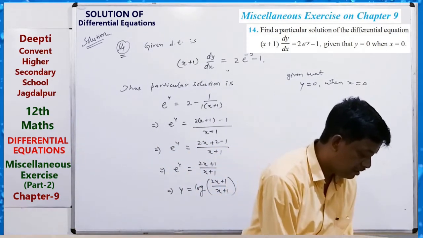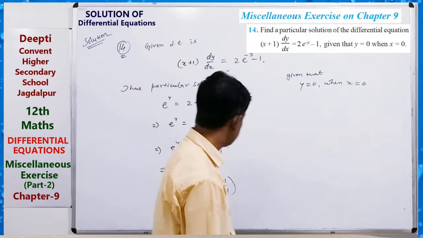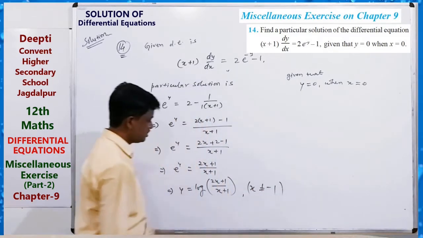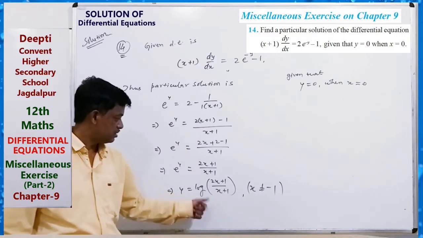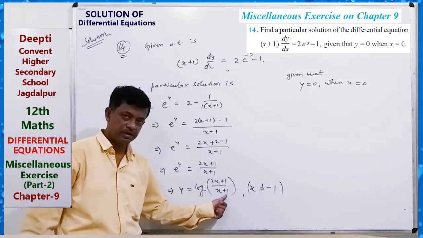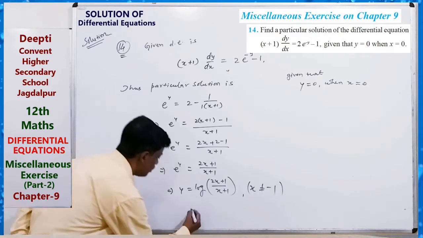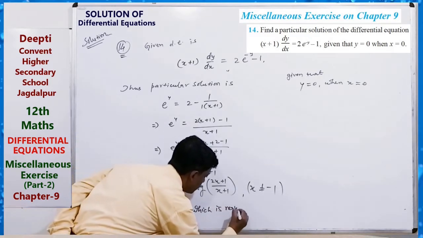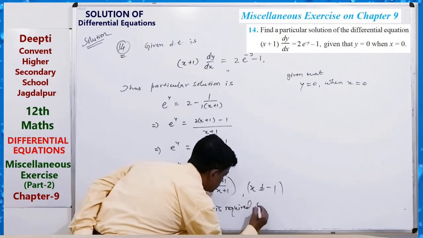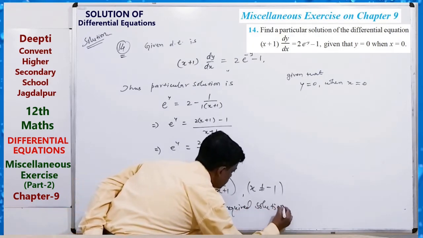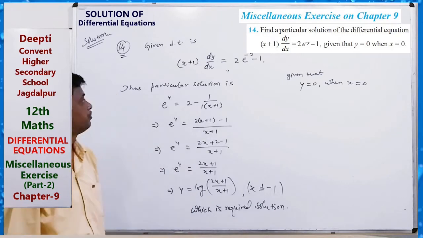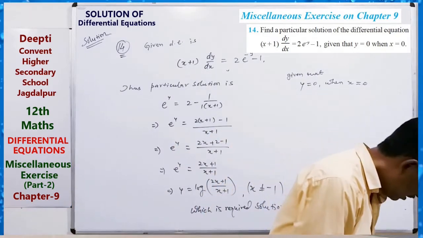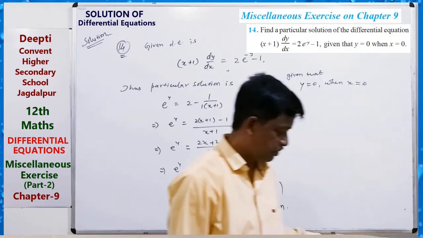Okay, final particular solution, and x is not equal to minus 1, since x plus 1 is in the denominator. This is the particular solution, which is the required solution. Okay, this is question 14. Now take question 15. So one question is remaining.